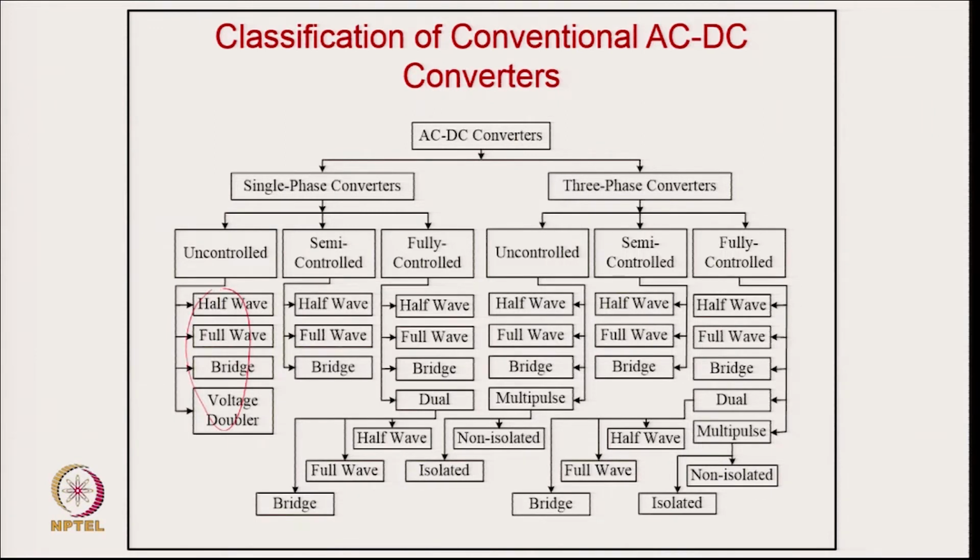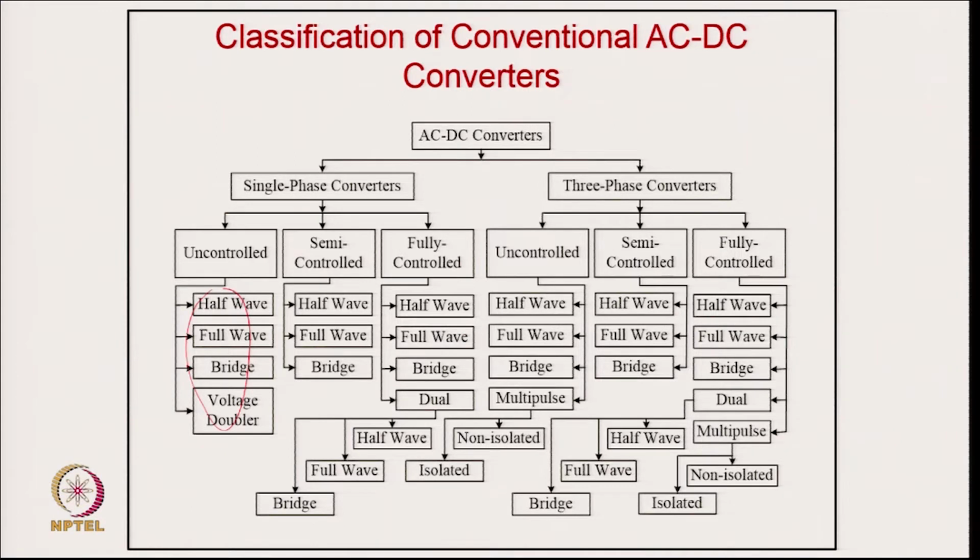Voltage doubler, along with half wave, we will discuss with the circuit; it has a lot of applications, typically in the appliance industry. Then semi controlled: half wave, full wave and bridge. And fully controlled, of course, we have half wave, full wave, bridge, and then we have a dual converter. Dual converter can be for half wave, full wave or bridge in fully controlled converter.